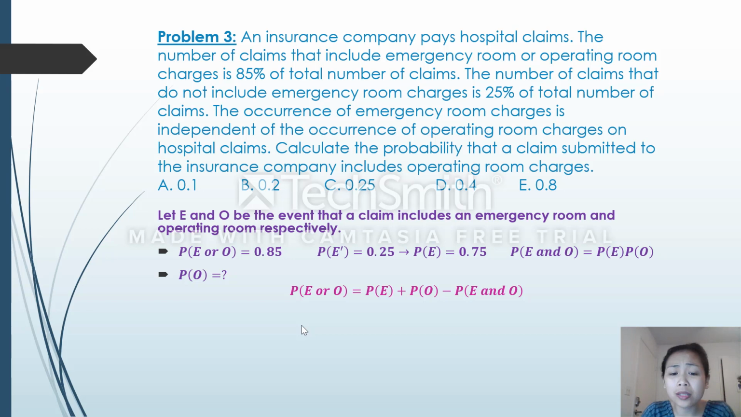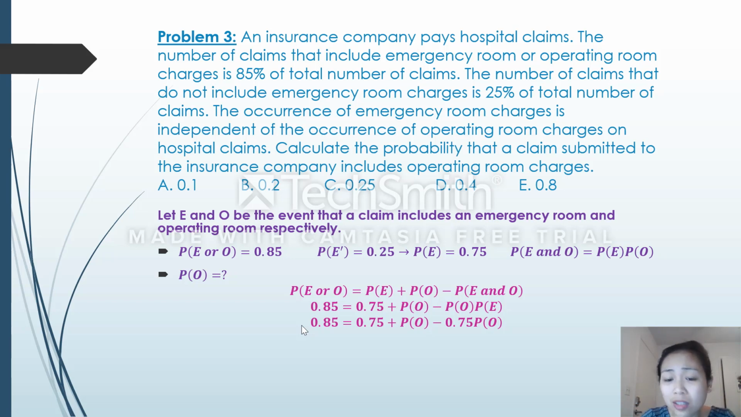So probability of E or O is given as 0.85, probability of E is 0.75. Probability of E and O is probability of E times probability of O. So let's write out one more line. So here we have a new equation. 0.85 is equal to 0.75 plus probability of O minus probability of O times probability of E. And don't forget probability of E is already given, which is 0.75. So we write one more line.